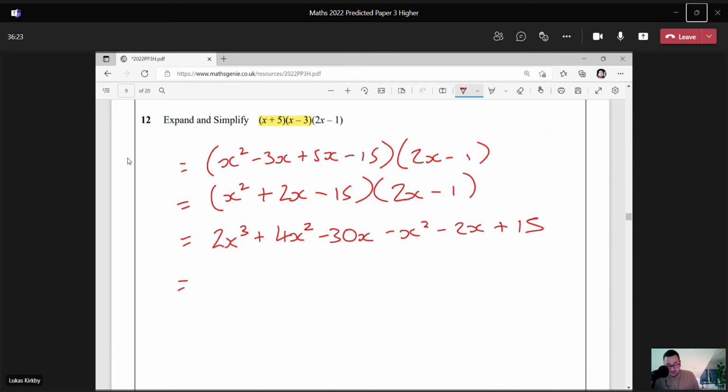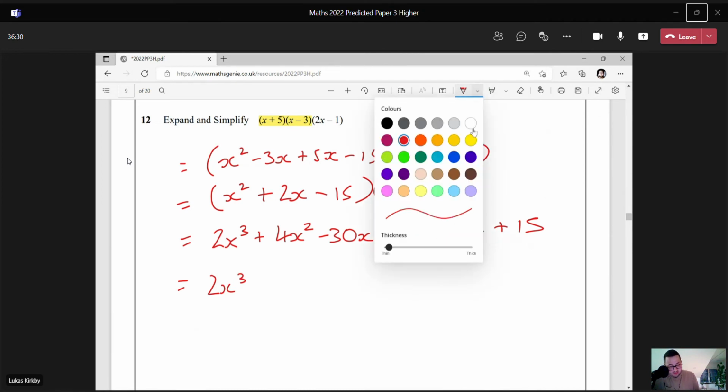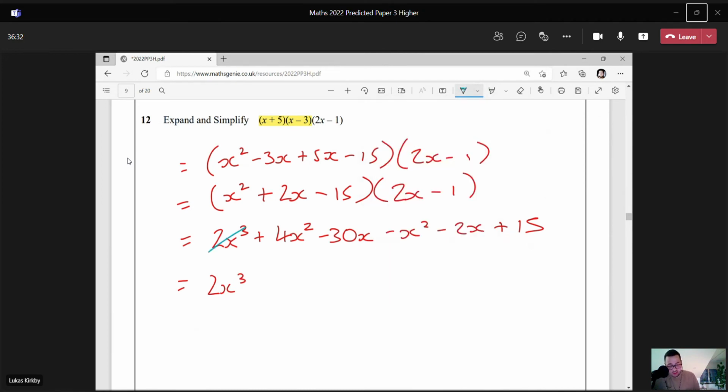And then we can finally bring things together. So we've got 2x cubed. Let's just cross things off as we do it, like terms. So we've got 2x cubed. Then how many x squareds have we got? Well, we've got 4x squared minus 1x squared. So that is going to be 3x squared. Then how many x's have we got? We've got minus 30 minus 2, so that's minus 32. And then finally we've got plus 15. And that is our answer.